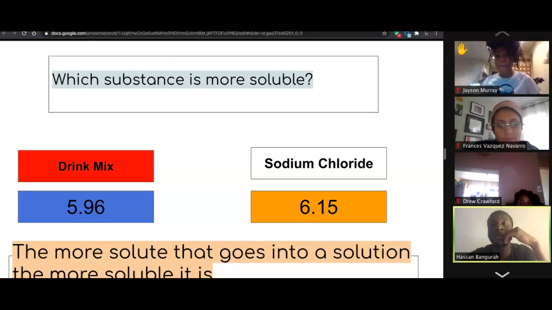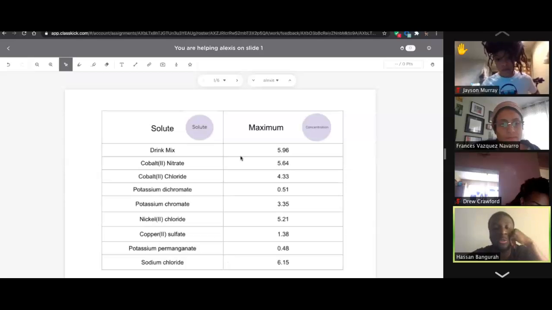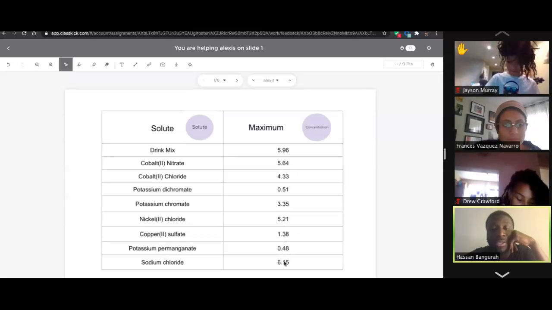Now let's look here at our class kit. Which solute is the most soluble? Let's look at drink mix. We got 5.96, 5.64, 0.48, 6.15. Which one is the most soluble? Yes, the last one. So now let's look here.